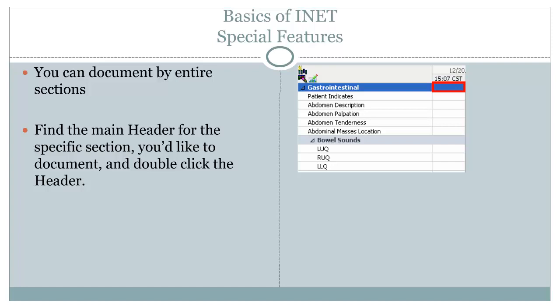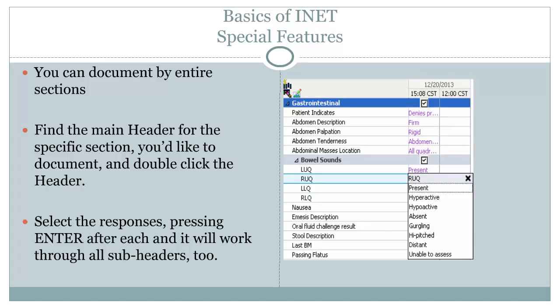For those of you that are going to be documenting by entire sections, you are able to do this with one area as well. What you would do is find the main header for the specific section. In this case, I'm selecting gastrointestinal. I can click the document and double click on the header, as you see there highlighted in red. Then select the responses that you want, pressing Enter after each, and it will work through all of the subheaders as you go down. A thing to note here is that this does take some time.